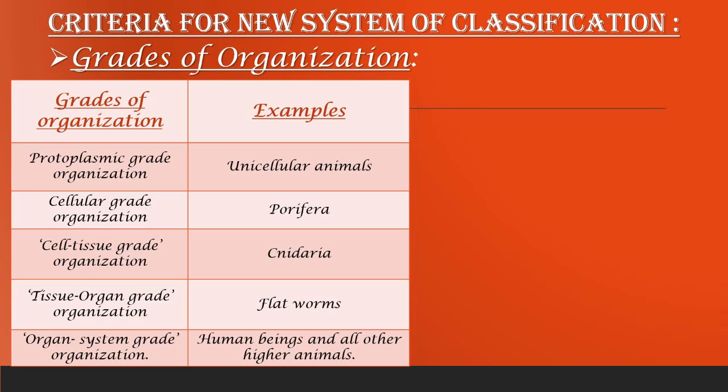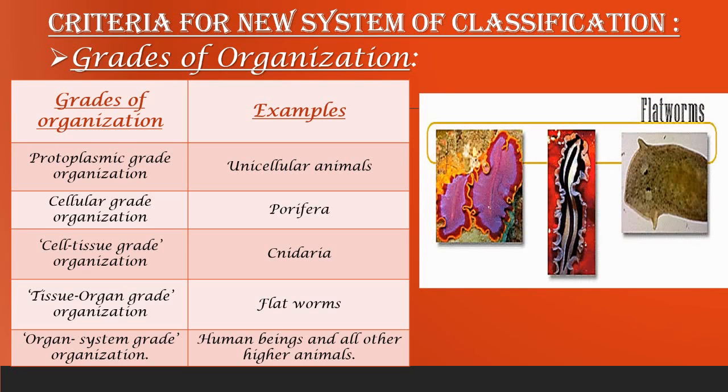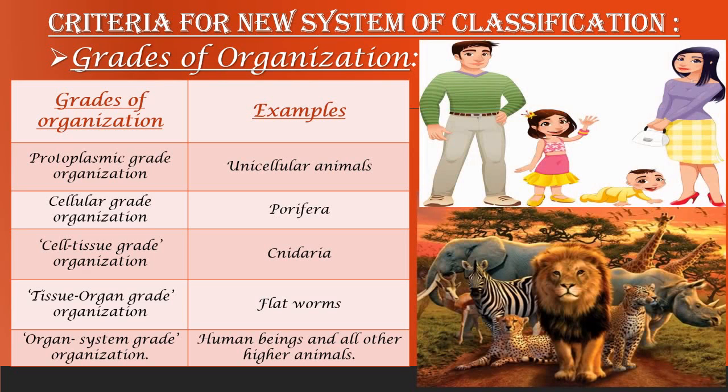Then next is tissue organ grade organization. In this type of organization, tissues are organized to form some organs, although complete organs are not formed. For example, flatworms. Then next is organ system grade organization. It is seen in animals in which different organs come together to form organ systems that perform specific functions. For example, human beings and all other higher animals.